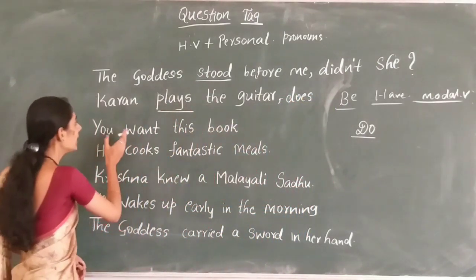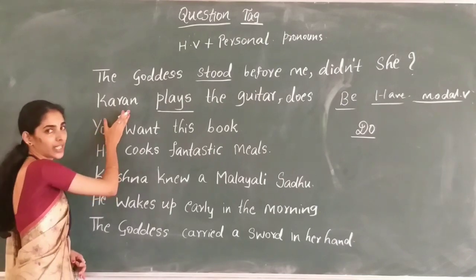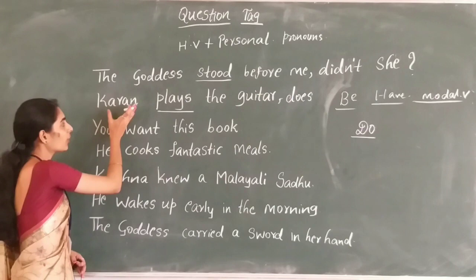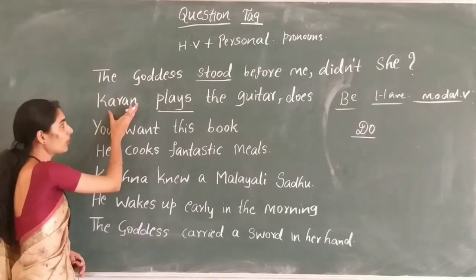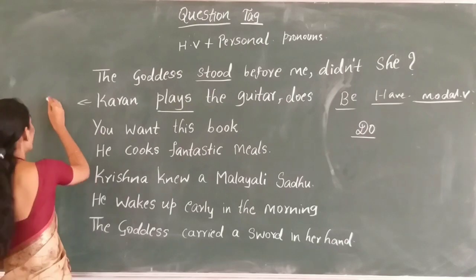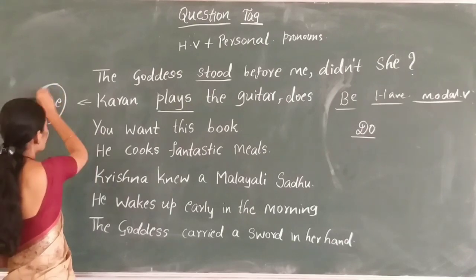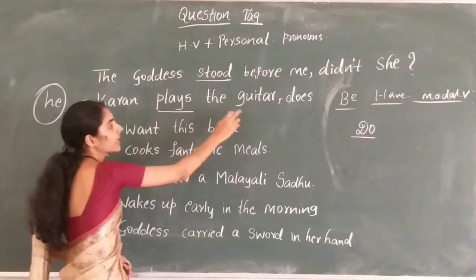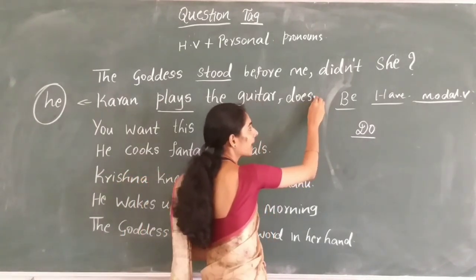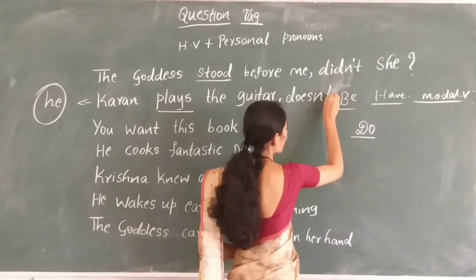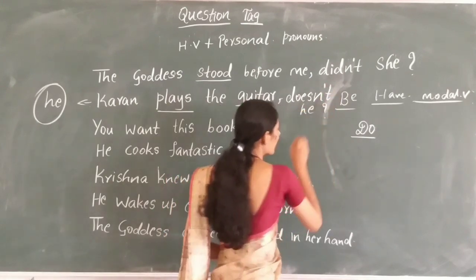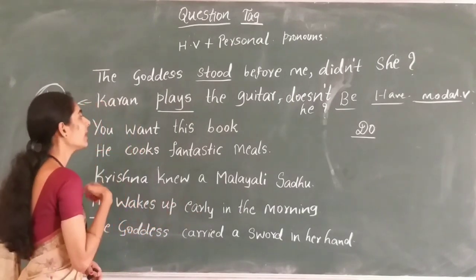Does. And now look at the subject here. The subject is Karan, a boy. The personal pronoun used for Karan or for a boy is he. Now, does, we have to make it negative. How do we make it negative? By adding n't. Doesn't he? Question mark. Doesn't he?